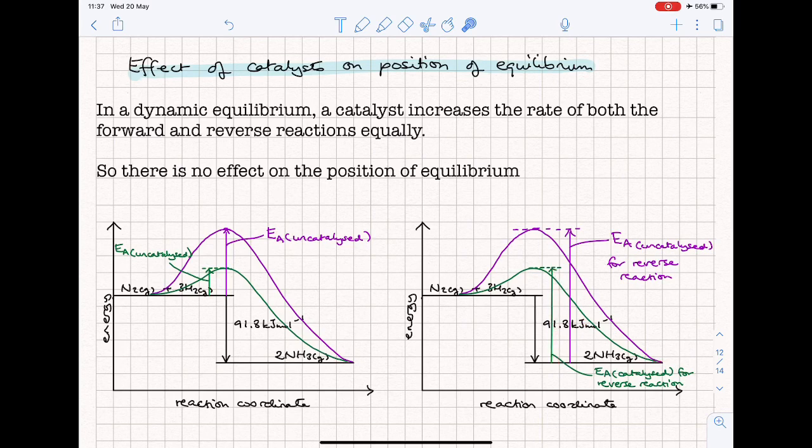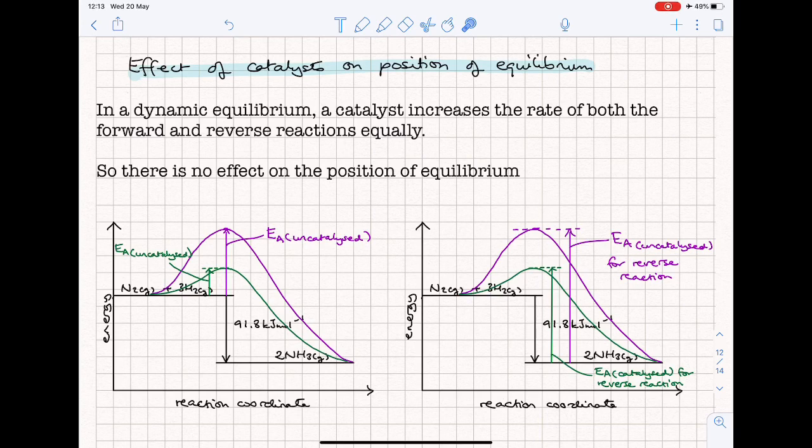So this would increase the proportion of ammonia particles that can exceed the activation energy for the reverse reaction. So a greater proportion of particles can exceed the activation energy in any given time. So therefore the reverse reaction will increase in rate. So in a dynamic equilibrium, a catalyst increases the rate of both the forward and reverse reactions equally. Therefore neither the forward nor reverse reactions are favoured, because we've increased the rate of both equally. So there's no effect on the position of equilibrium if you add a catalyst to a reversible reaction.